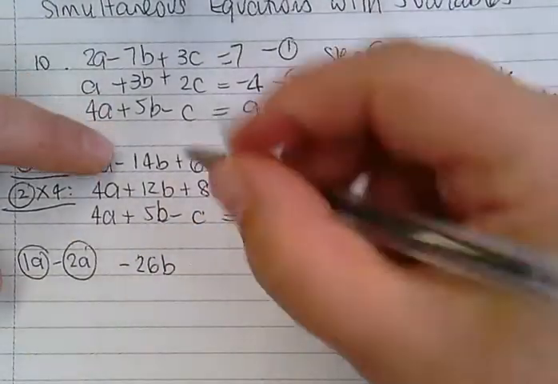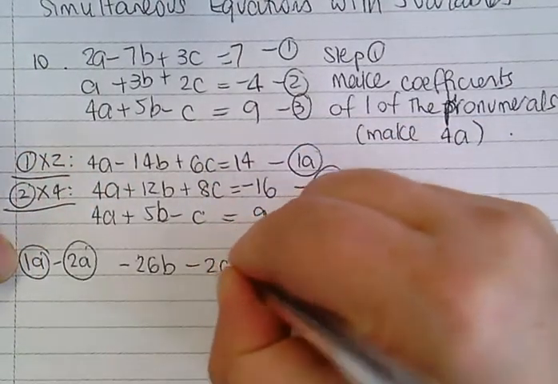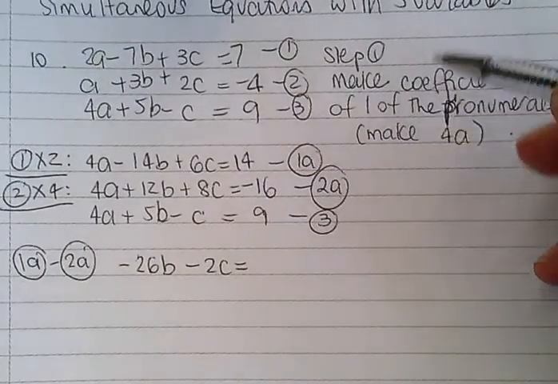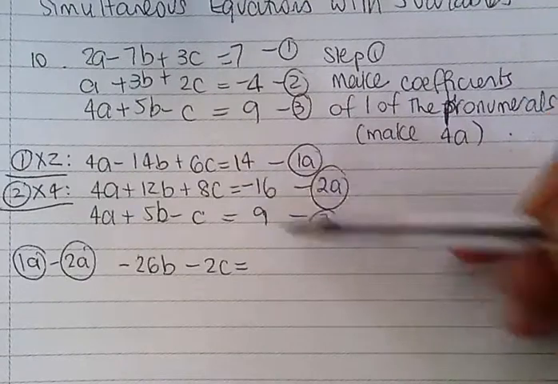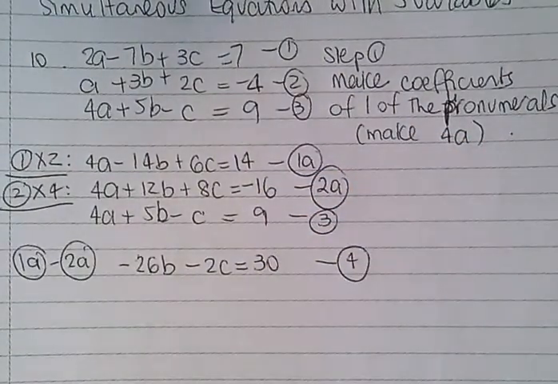Are you okay with that? So put your little minus there. 6C minus 8C is minus 2C. What's the last one? Is it negative 2 or is it 30? 14 minus negative 16 is 30. We call this equation 4 because it's got nothing to do with anything else.